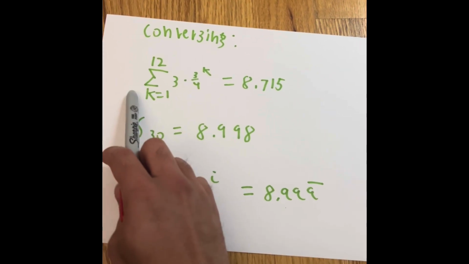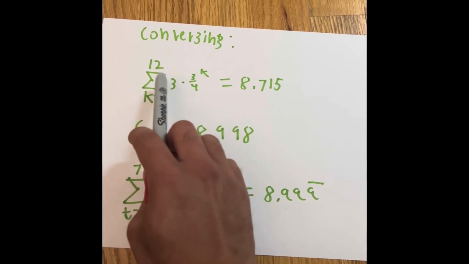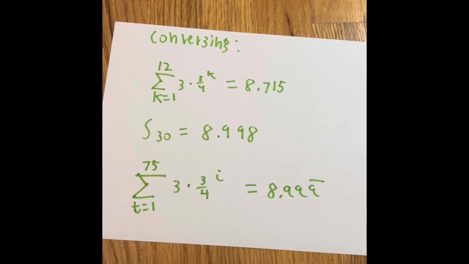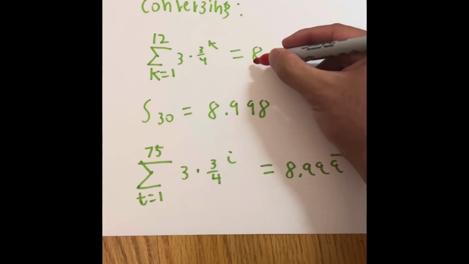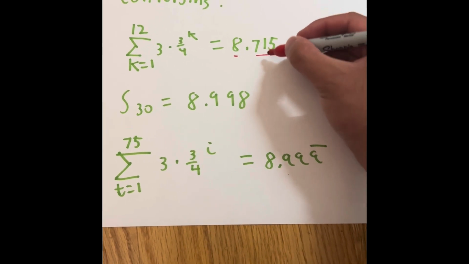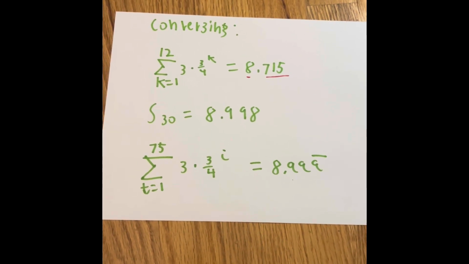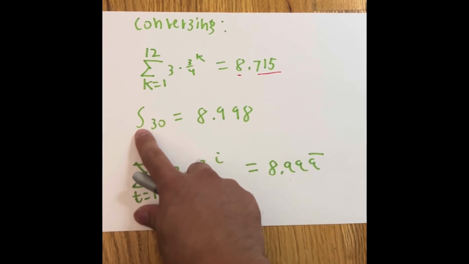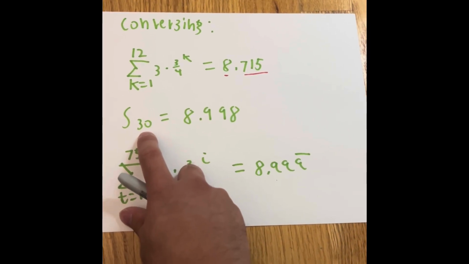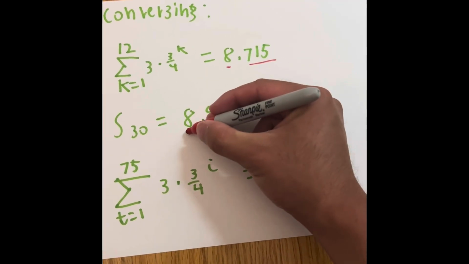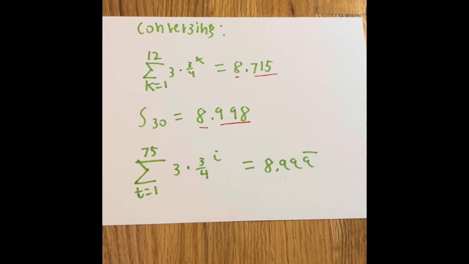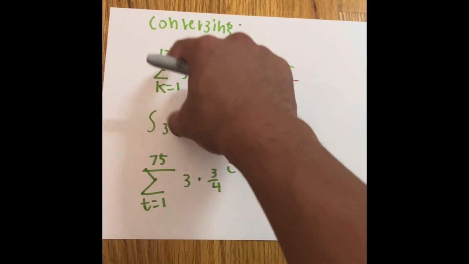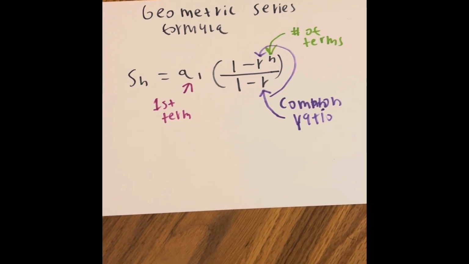Here is the first one we did, and when you do this and complete all that, you get an answer of 8.715. Pay attention to the 8 and the 715 right there. If you try it with the same thing, where S of n is 30, do all the math, you get 8 and 998. But there's a decimal, so 8.998. The mathematics with here and here is the same thing as using the geometric series formula.